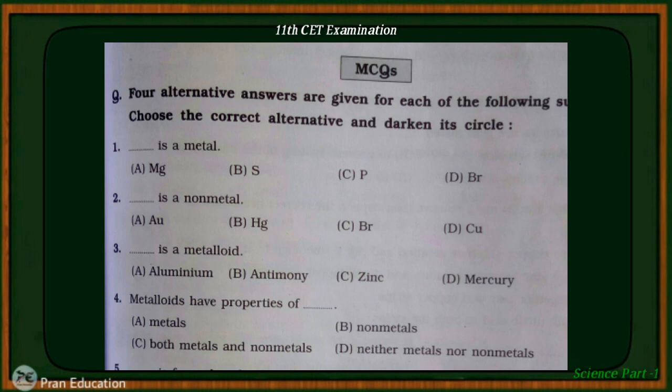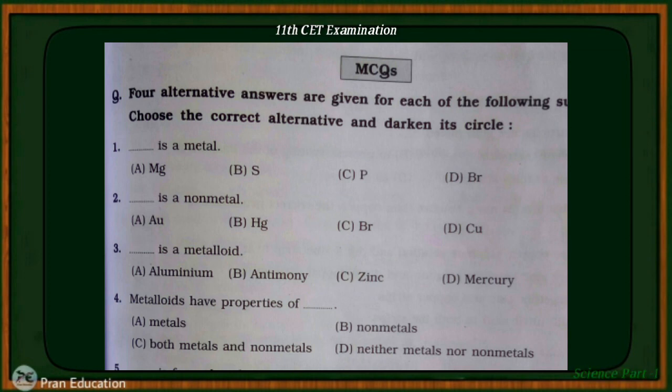3. Dash is a metalloid. Options: A. Aluminium, B. Antimony, C. Zinc, D. Mercury. Correct option is option B. Antimony.